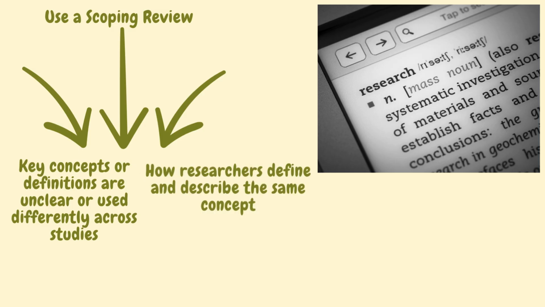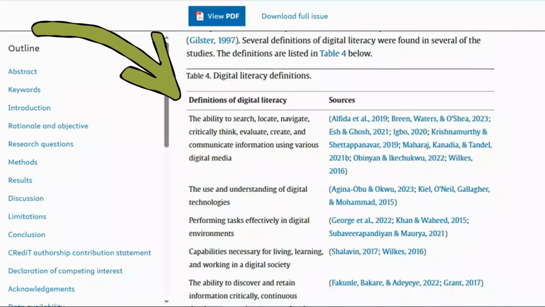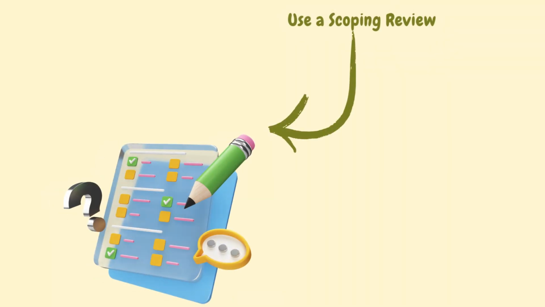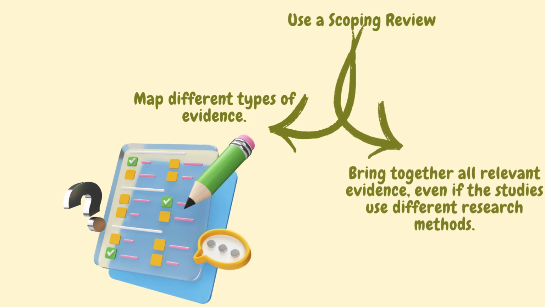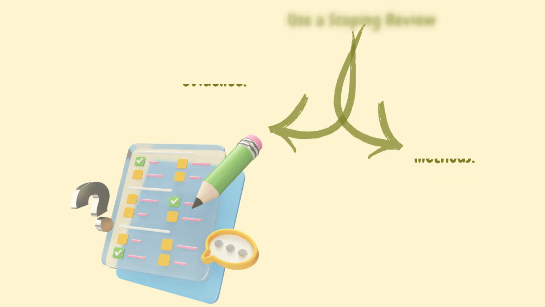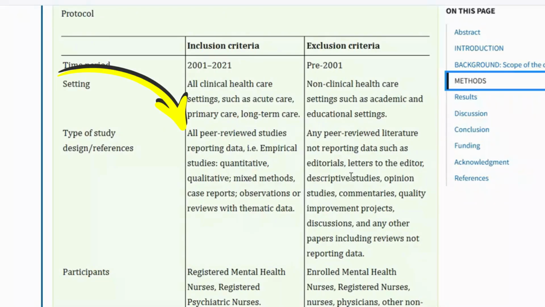The purpose is to understand how researchers define and describe the same concept. For example, a scoping review on digital literacy among university students can find that different studies use different definitions and measurement methods. A scoping review is also appropriate when researchers want to map different types of evidence. The purpose is to bring together all relevant evidence, even if the studies use different research methods. For example, a scoping review on mental health support for healthcare workers can include qualitative interviews, quantitative surveys, mixed method studies, government reports, and policy documents to provide a complete overview of the topic.